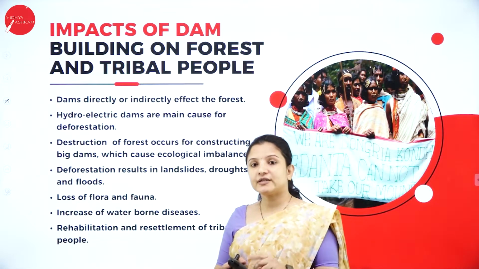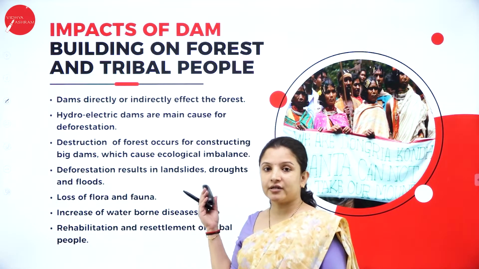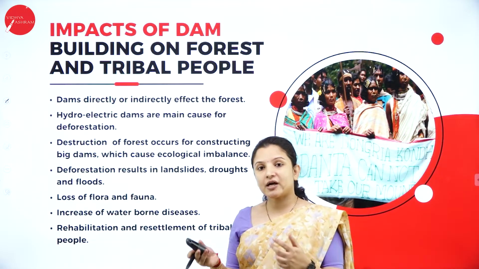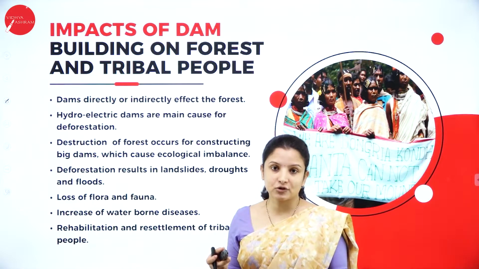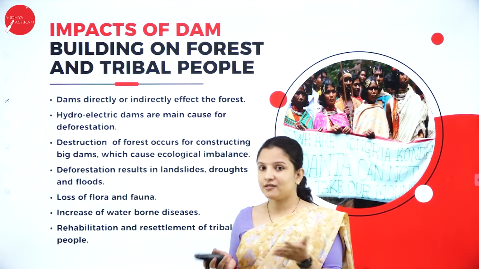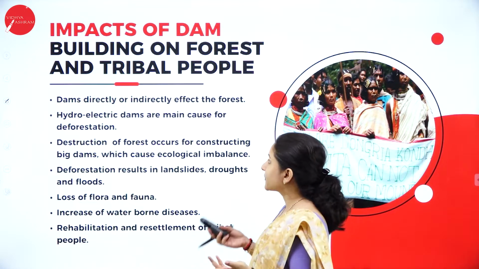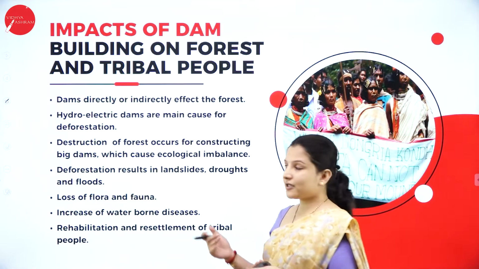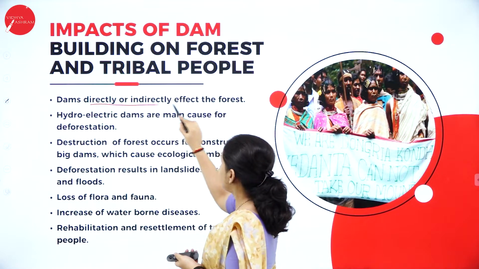So why I've put forest and tribal population together here is because the forest and the tribal population are like two faces of the same coin. If the forests are there, the tribes are there. If the tribes are there, the forests are there. So that is why. So dams can directly or indirectly affect the forest.